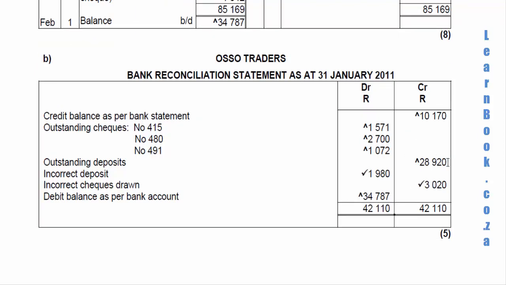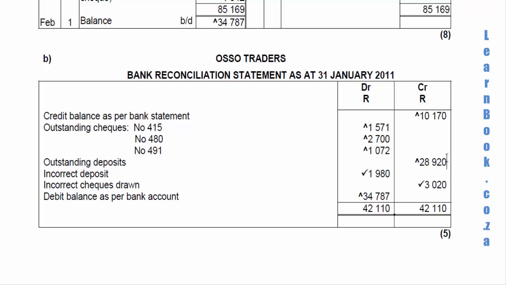So 28,920, which is outstanding deposits, belongs on the credit side because the credit side increases the bank reconciliation statement, and the bank reconciliation statement is like a waiting list.